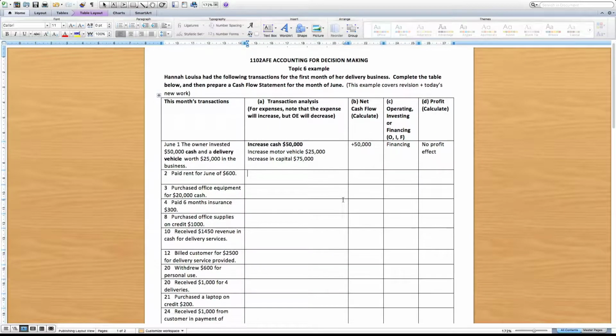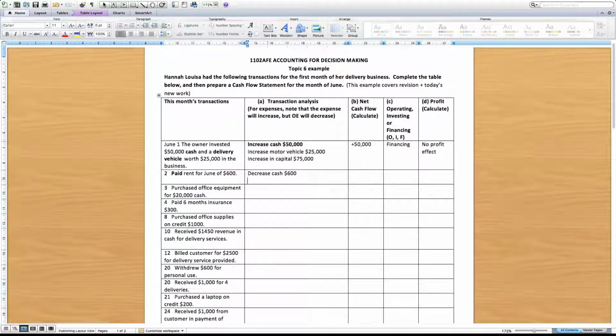So moving now to June the 2nd, we paid rent for June of $600. So firstly, is cash involved here? That's always our first question. Well, we've got the word paid, so paid rent. So when you see the word paid, you can safely assume that that is the same thing as cash, whether we paid by check, by EFTPOS, or in cash. So if we're paying cash, it means cash is leaving our account. So we're going to have a decrease in cash of $600.